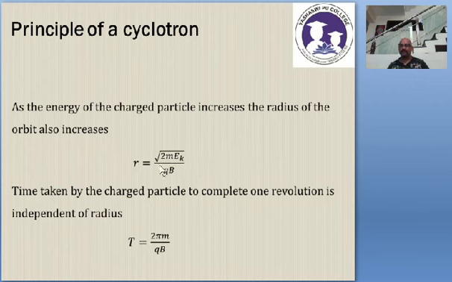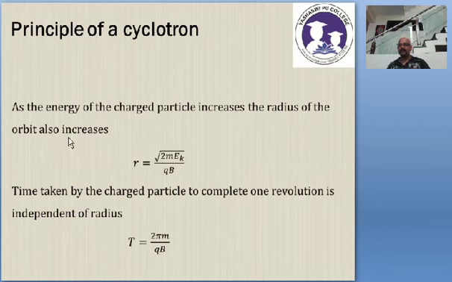Kinetic energy is half mv squared, and from the velocity equations you can get the equation for the radius. If you remember, R is equal to mv divided by qB. If you substitute for velocity in terms of kinetic energy, Ek is equal to half mv squared, so v squared is equal to 2Ek by m. So if you substitute, definitely you will get this equation for the radius. So this is the equation for the radius, the principle of cyclotron.